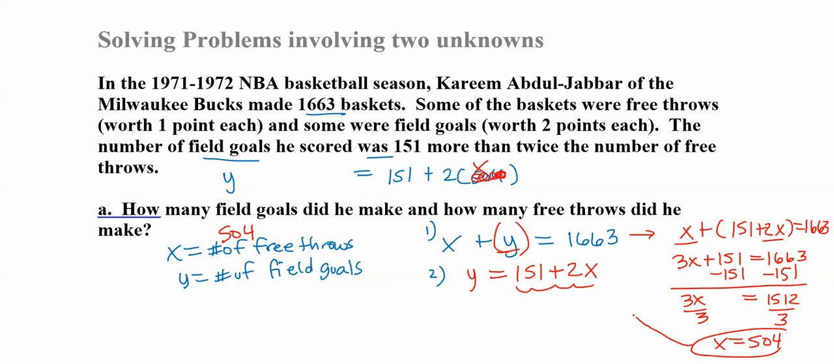So I'm going to go back to the y equals equation and substitute my answer. So y equals 151 plus 2 times 504. So y is equal to 1159. So he made 1,159 field goals.